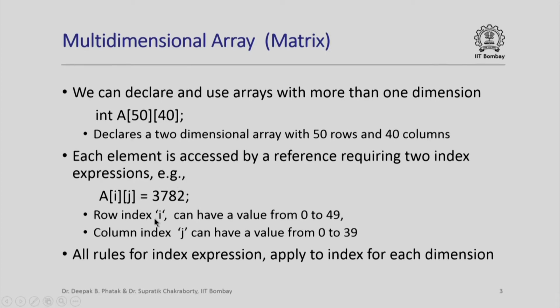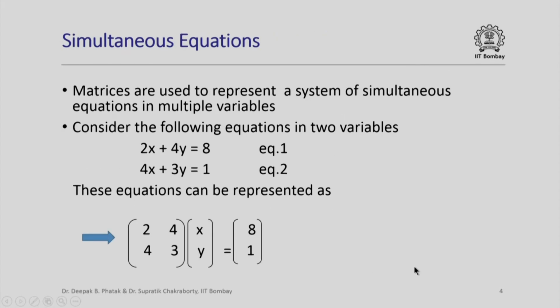We note that row index i can have a value from 0 to 49 because the size of the first dimension is 50. Similarly, the column index j can have a value from 0 to 39 because the column index can vary between 0 to 40 minus 1, which is 39. Naturally, all rules for index expressions apply to the index for each dimension. We use these two-dimensional arrays now to represent simultaneous equations.